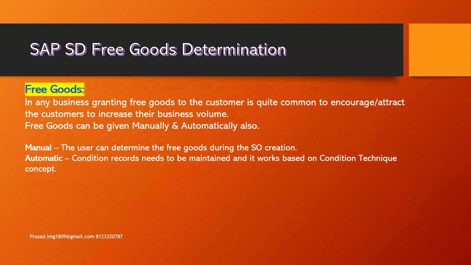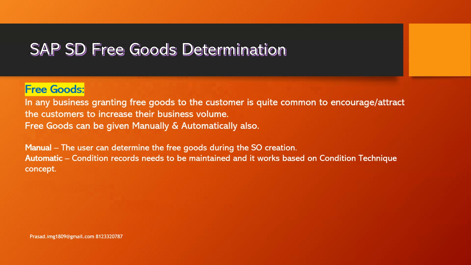Manual means the user can determine the free goods during the sales order creation. That means the main item category is TAN, and the sub-item category is TANN. So the same material, whatever the material the user enters in the sales order, he can enter the quantity 100 units and the sub-item has 20 units, and the item category manually you can change to TANN. So like that, the user can create the free goods manually.